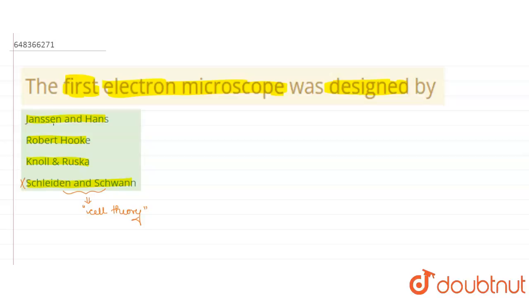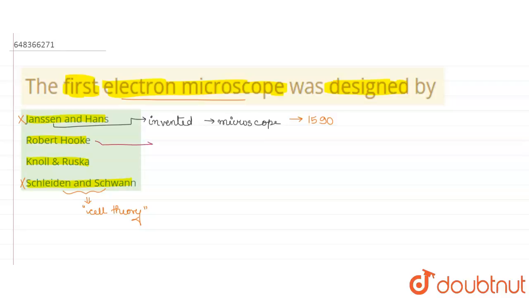If we see, Janssen was the one who actually invented the microscope, but not the electron microscope, but the primitive microscope that we can say, and that too in the year 1590. So this is also not the correct answer. Electron microscope is asked over here.